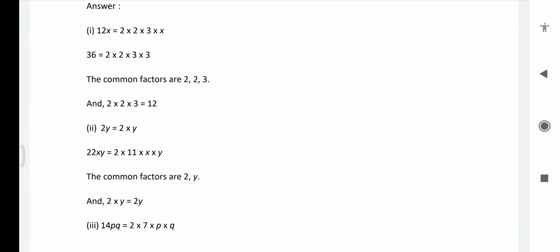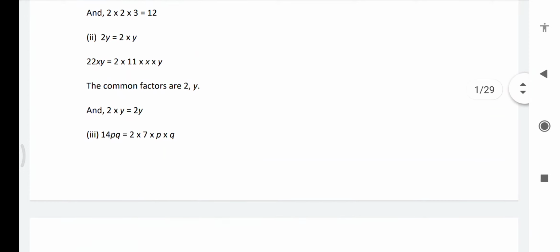Now underline 2 and 2, that is common factor 2. Again 2 and 2, that is common factor 2. 3 and 3, common factor 3. Now the remaining 3 is not common in the first, so we cannot consider one more 3. So the common factors are 2, 2 and 3. So write down the answer, 2 multiply 2 multiply 3. 2 2 is 4, 3 is 12. This is the answer. Now second, 2y and 22xy.